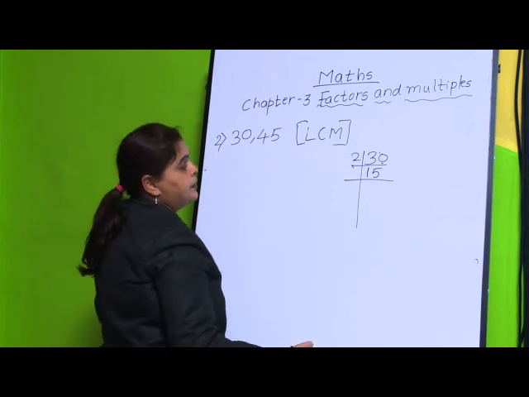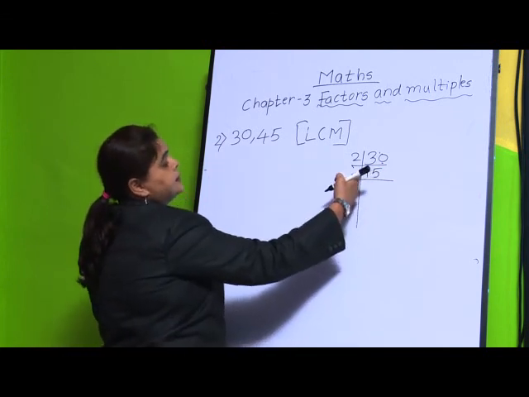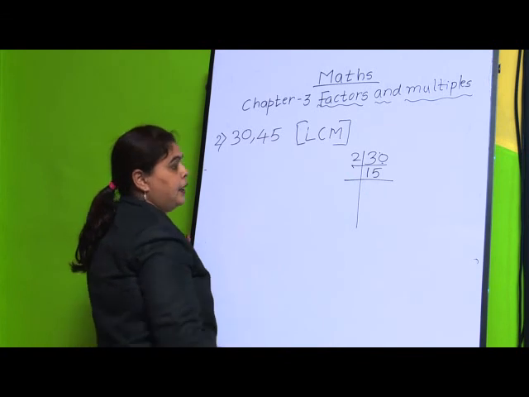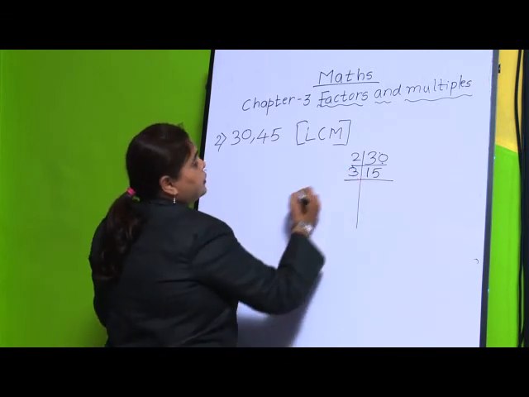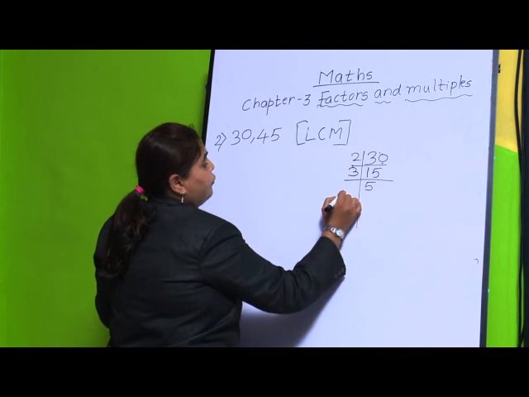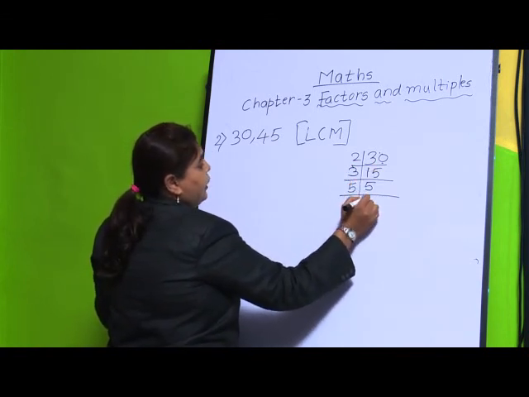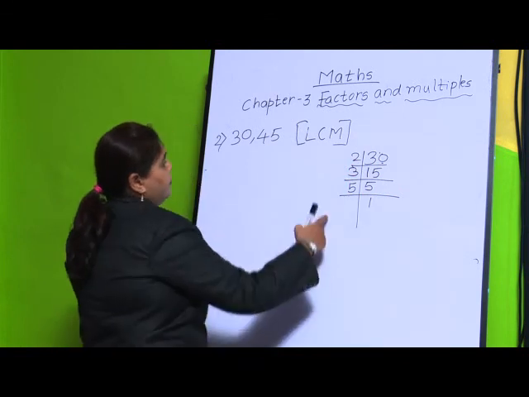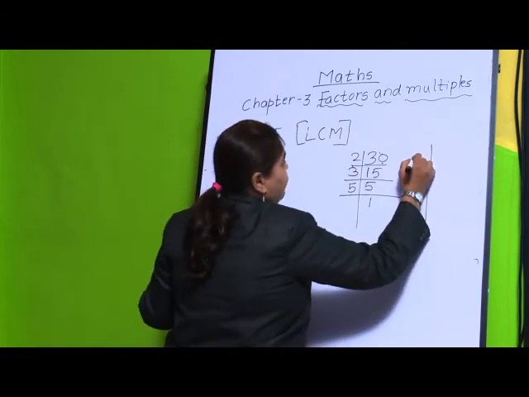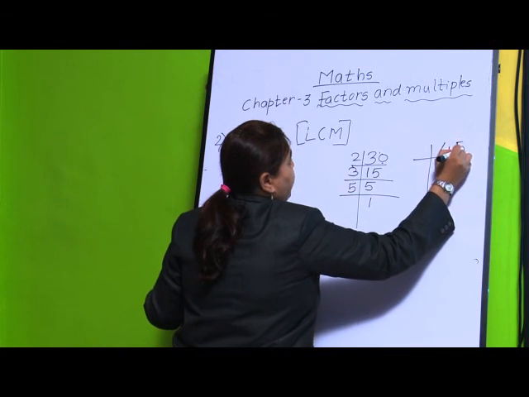I told you divisibility: you can do the sum of this, it is a 6, it is a multiple of 3. So, we can go for 3 5s are 15, 3 5s are 15. Now, you can go for 5 1s are 5. We had found the factors of 30, now we will find out for 45.